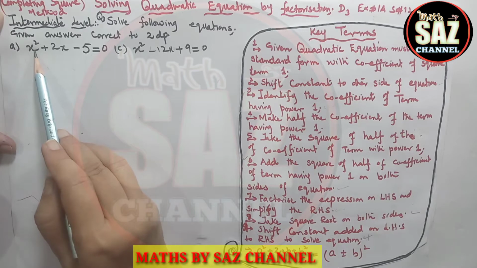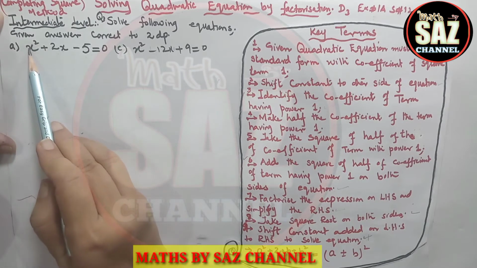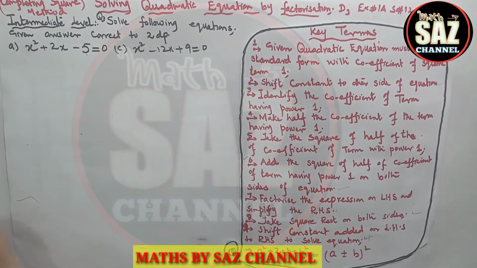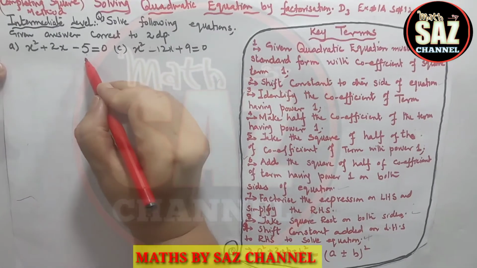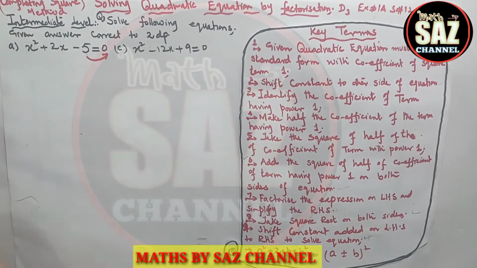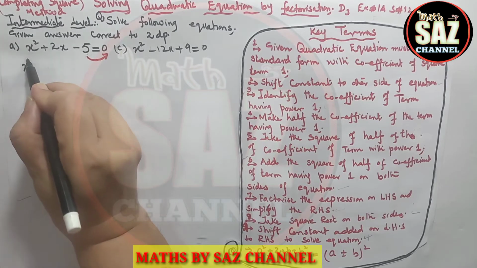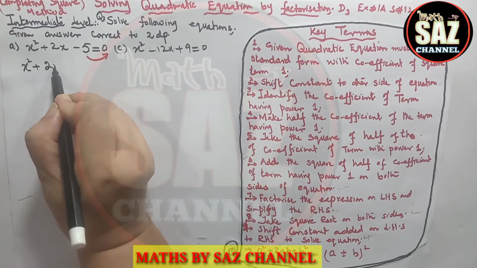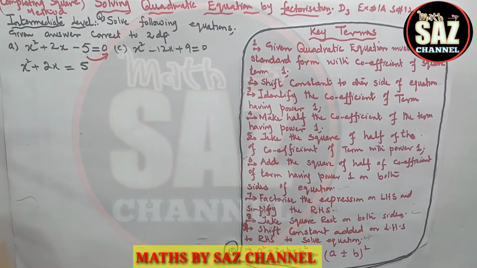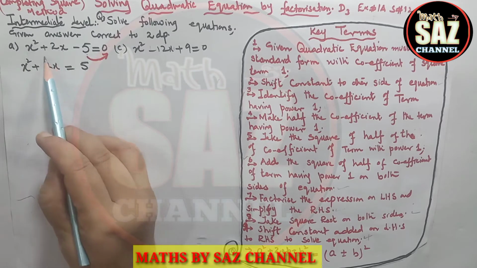The square term is in the beginning, then the x term, and then the constant, with the coefficient of the term having power 1. Now what we have to do is shift the constant, that is minus 5, to the other side of the equation. So when I shift that constant to the other side, I will have x square plus 2x equals 5.